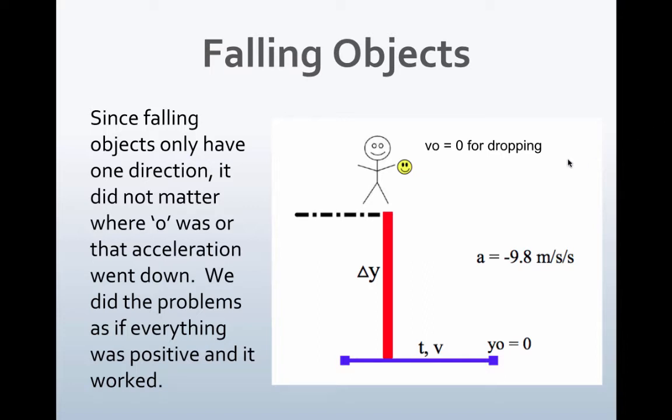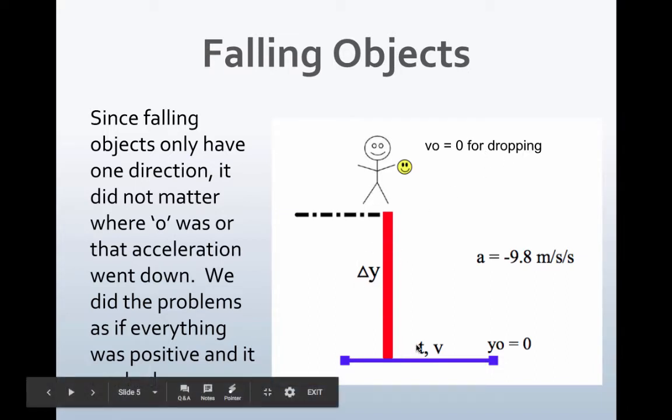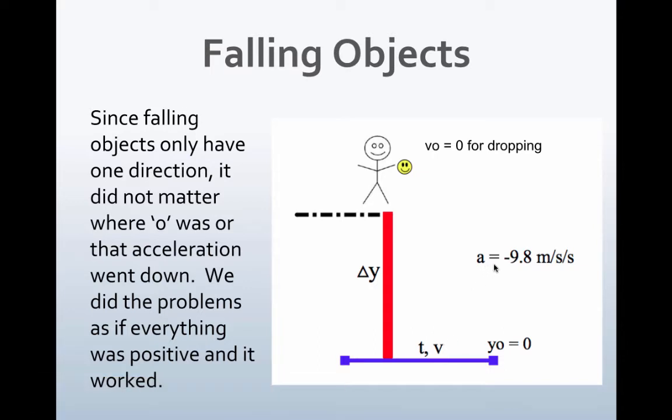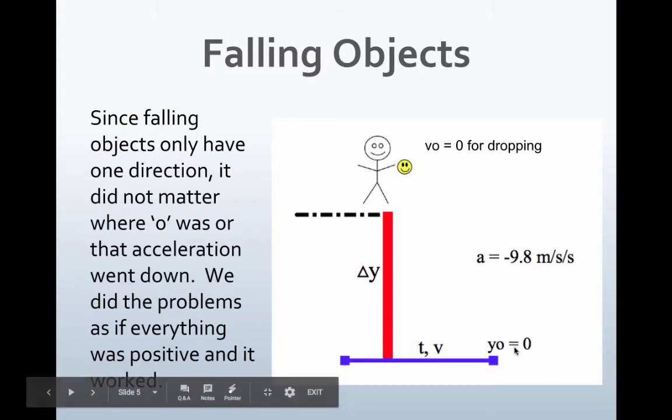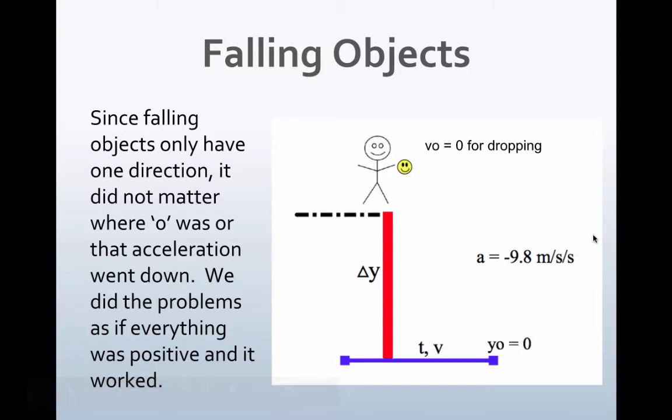So notice at the top up here, the object you're dropping, V naught is equal to 0 for dropping objects. Your height is delta y. At the bottom, you have your time and your velocity that you can find. Acceleration is always negative, and your y naught is 0 at the bottom.